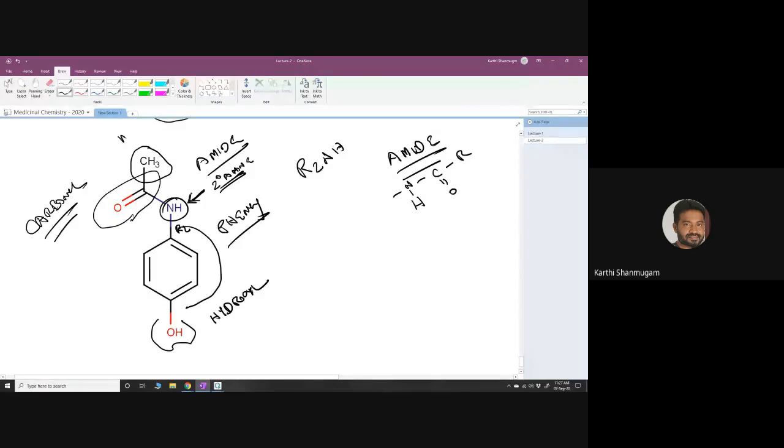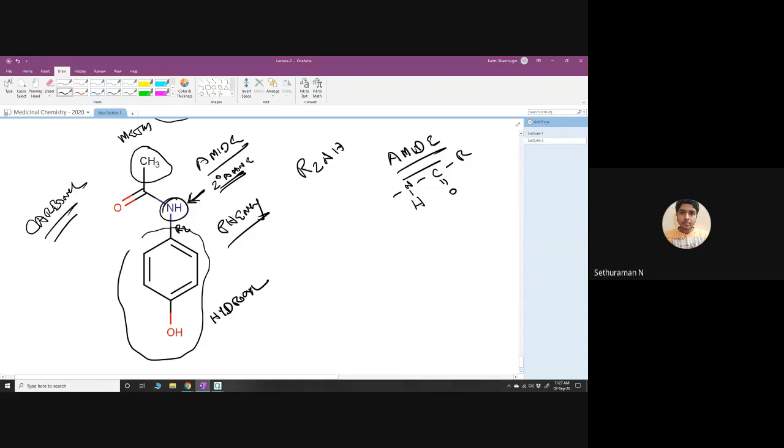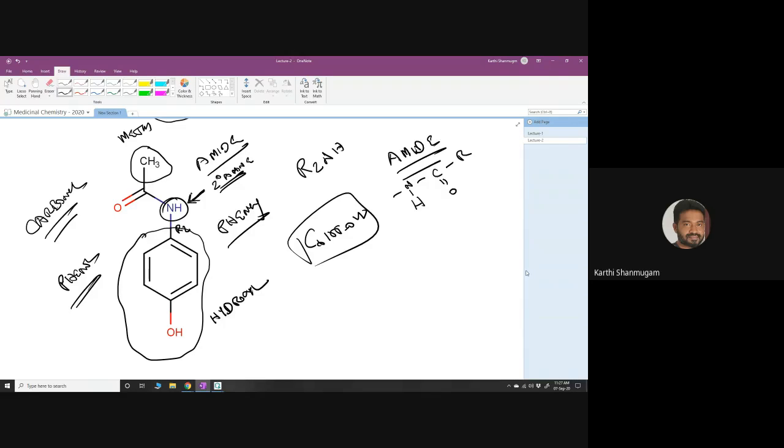This time I don't want to label this separately. What I want to do is that along with this, I just wanted to name this as a functional group. Phenol, right? Not benzyl. Phenol. It's a phenolic functional group, C6H5 and OH.